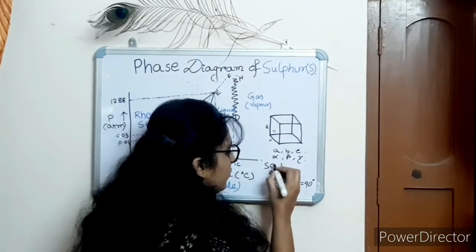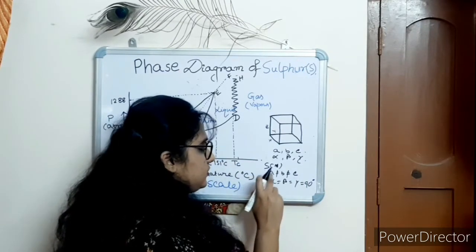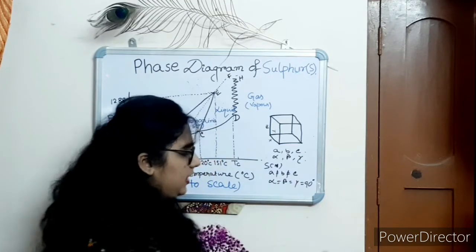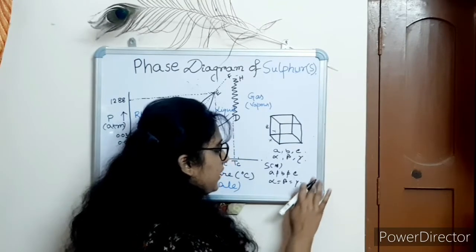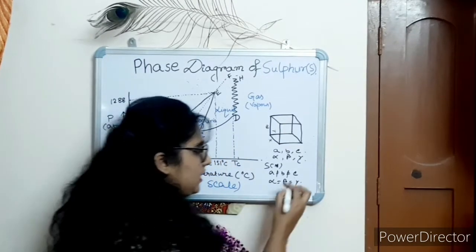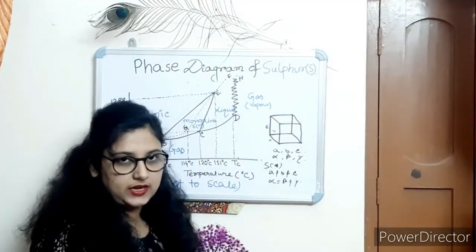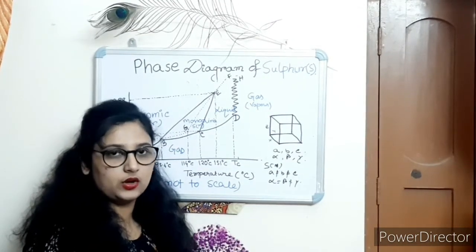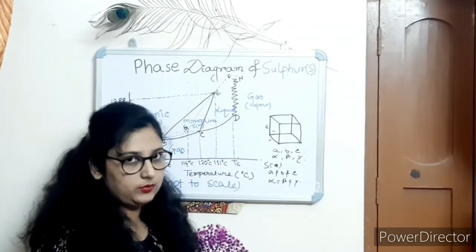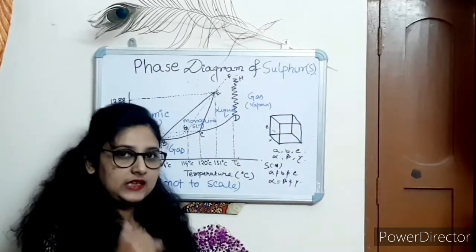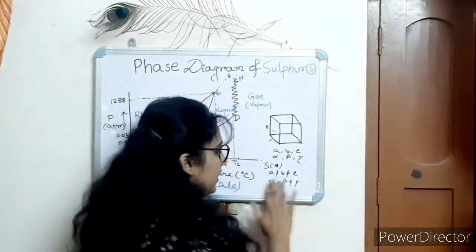But for the monoclinic structure, a is not equal to b, is not equal to c, which is the same as the orthorhombic structure. But in case of the monoclinic structure, two angles are equal to 90 degrees, but one angle is not equal to 90 degrees. This is the basic difference between the orthorhombic structure and the monoclinic structure. So sulfur can exist in both the orthorhombic and monoclinic structures, and this depends on the pressure and temperature of the system actually.